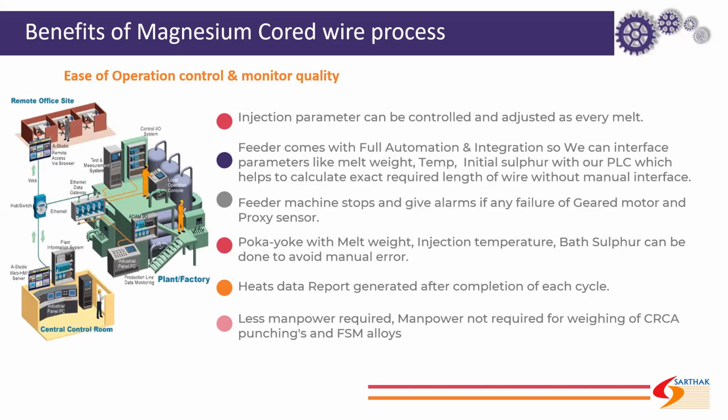Less manpower is required. Manpower is not required for weighing of CRCA punching and ferrosilicon magnesium alloys, and also for adding the alloys into the ladle and poking the alloys. This operation gives minimum fatigue to the workers who work in the heat in summer days for the magnesium treatments. So that is very important.